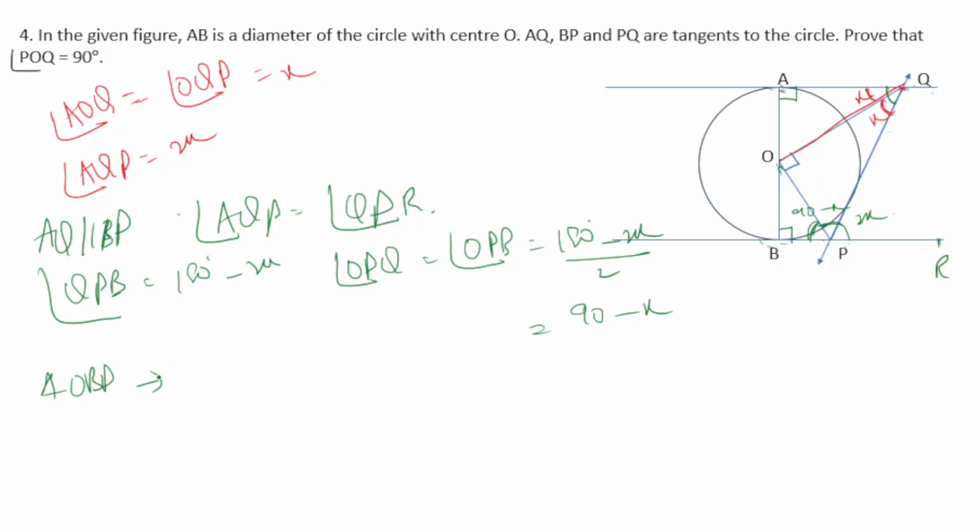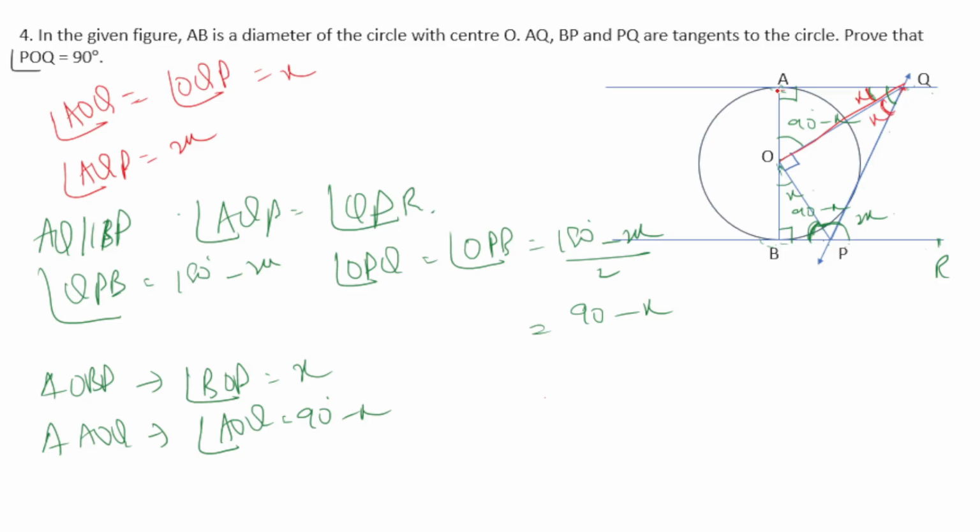In triangle OBP, sum of angles in a triangle is 180 degrees. So what is angle BOP? It is x degrees. See, if this is 90 degrees minus x, this will be x. And in triangle AOQ, this is x, this is x and another is 90 degrees. So what will angle AOQ be? It is 90 degrees minus x. So angle AOQ will be 90 degrees minus x.